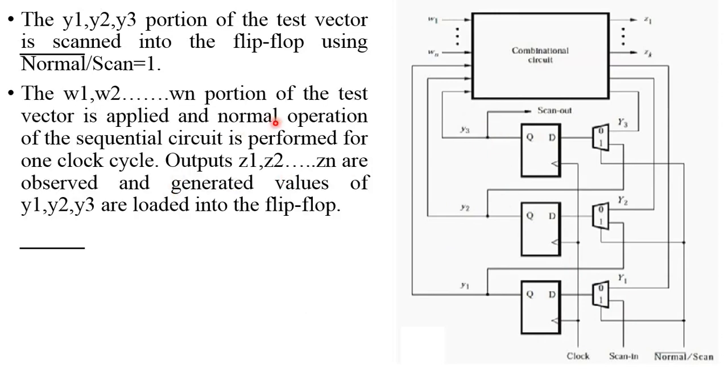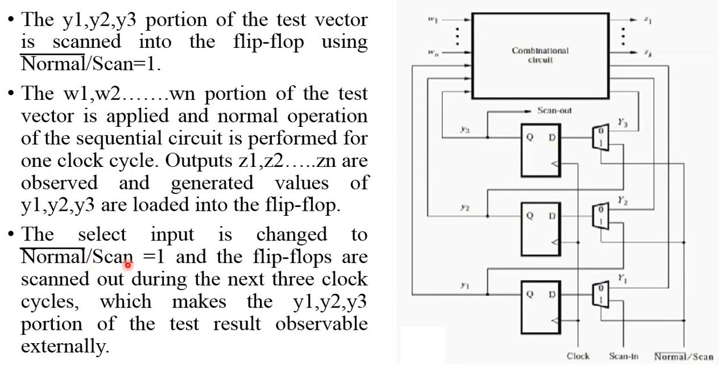The w1, w2 test vectors are applied to the normal operation, and the sequential circuit performs one cycle. The outputs z1, z2 and zn are observed, and the values y1, y2 and y3 are generated into the flip-flops during normal operation. If normal / scan is equal to 1, the flip-flops are scanned out during the next 3 clock cycles. Why? Because here 3 muxes are present, and these 3 muxes act as a shift register, so it generates the outputs y1, y2, y3.